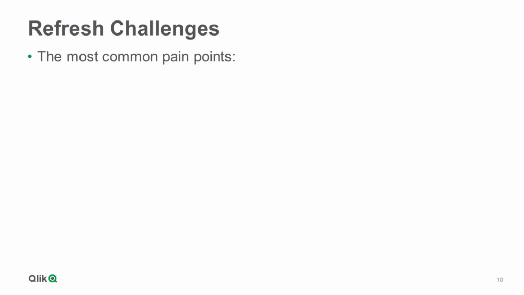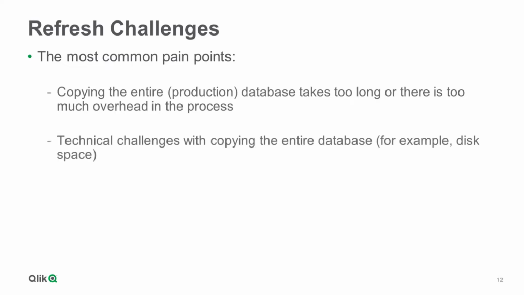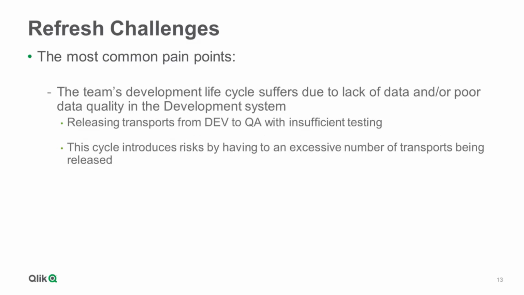Customers have frequently purchased Gold Client due to one or more pain points, such as having to copy the full production database simply takes too much time, or there's too much overhead with the team's existing refresh process. There may be technical difficulties caused by growth in the production database. And challenges may exist with the team's development lifecycle, which are caused by having insufficient data and/or poor quality data in the team's development system.